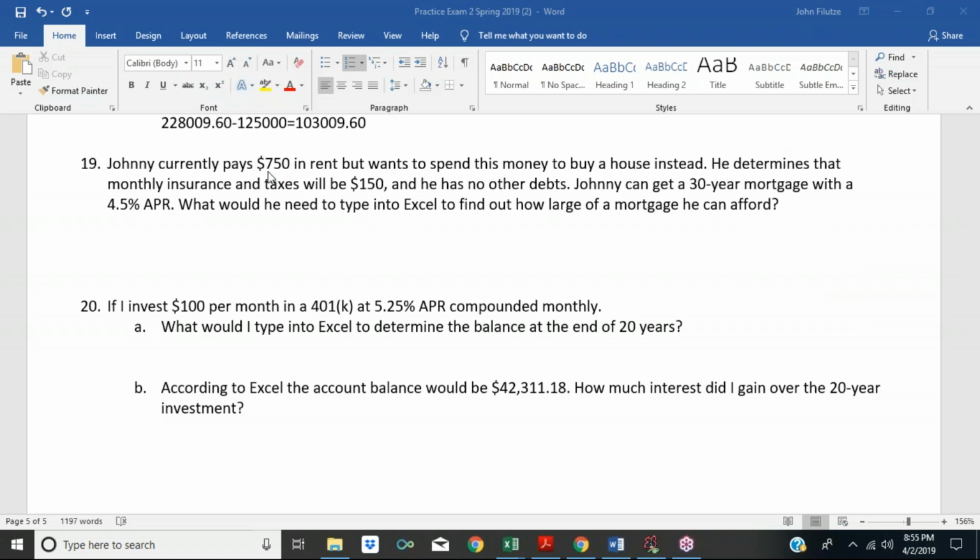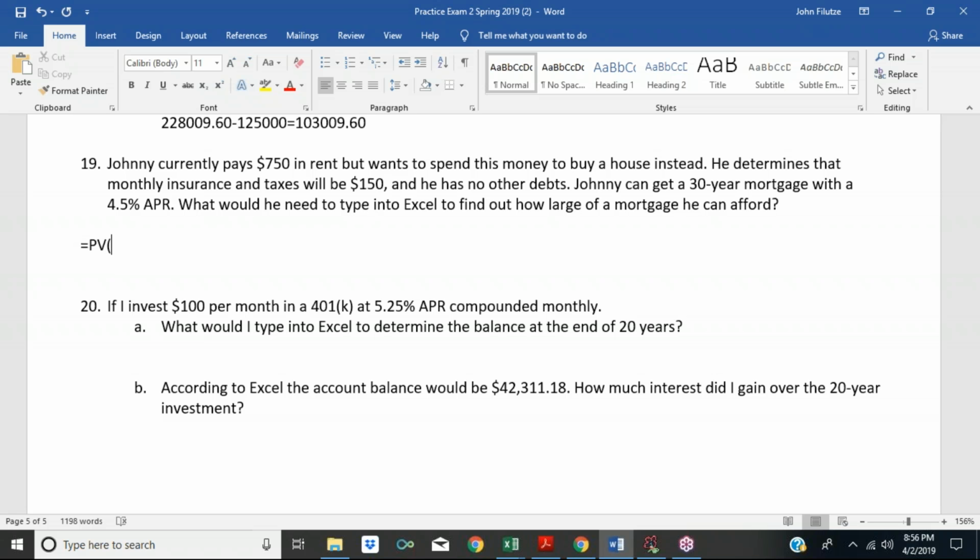Anyway, let's see. Johnny currently pays $750 in rent, but wants to spend this money to buy a house instead. He determines that monthly insurance and taxes will be $150, and he has no other debts. So if he currently pays $750 and monthly taxes are going to be $150, how much does he have to put towards his mortgage each month? How much does he have to put towards his mortgage? 600, right? Thank you, Megan.